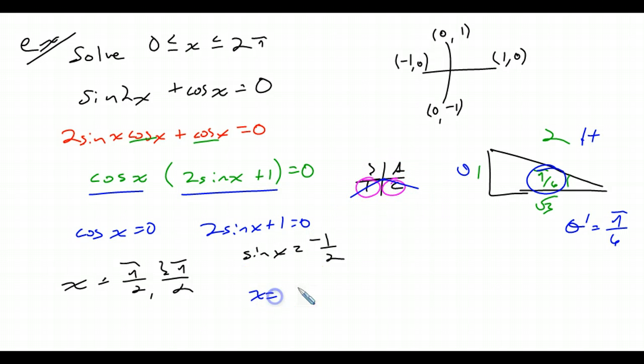So x will also be 7 pi over 6, and let's see, 11 pi over 6. And you would have 1, 2, 3, 4 soluciones.